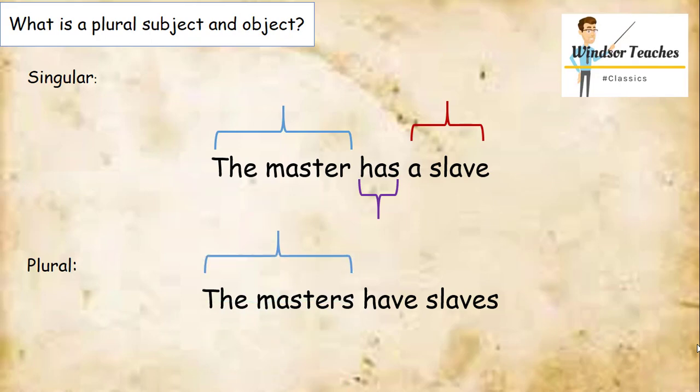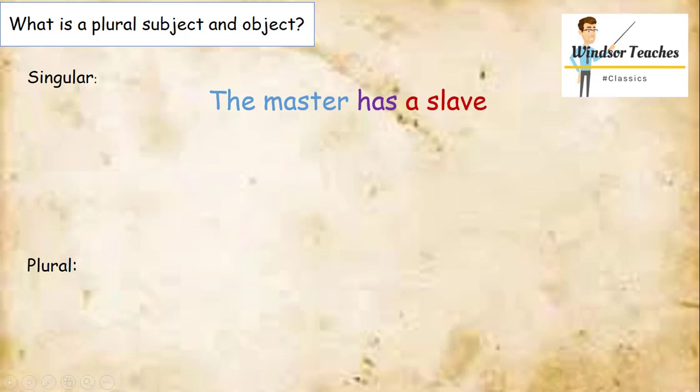And so the masters are still the subject of the sentence. Have, which has changed slightly, is still the verb of the sentence, and slaves are still the object of the sentence, except the only nuance here is that there is now more than one master and more than one slave. Okay, so the master is highlighted in blue because it is the subject and therefore nominative. The slave is highlighted in red because it is the object and therefore accusative, and has is in purple.